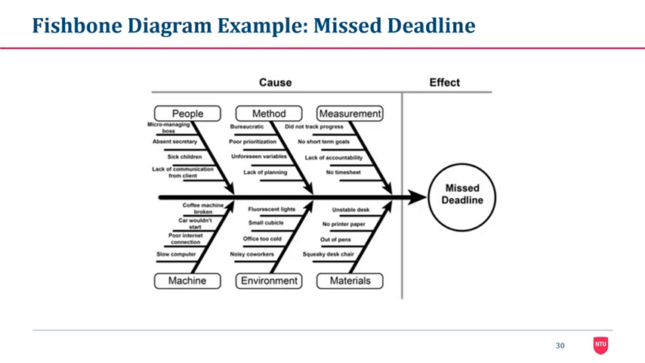In this slide, you can see an example of fishbone analysis. The diagram is split into causes and effect, and 6 cause categories are placed on the fish backbone. Under each category, you will find causes. For example, under method, we can see lack of planning, or under the environment, we can see that the office is too cold. Lack of communication is under people, and slow computer is under machine.